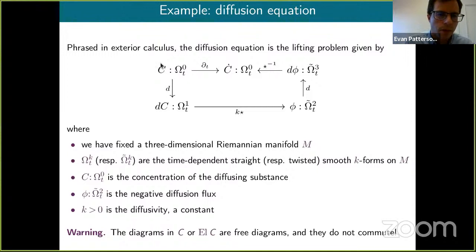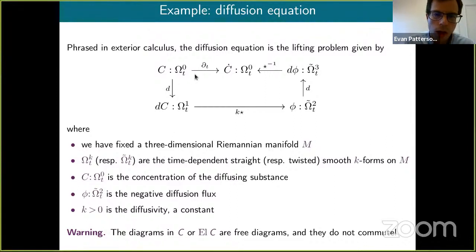And if you're not familiar with exterior calculus, some of this might just seem like a bunch of weird symbols. But the point is that this is a diagrammatic way to present the diffusion equation in the exterior calculus. So on the one hand, this C is supposed to be the concentration of the diffusing substance. It's a zero form, or just a function on some manifold M, which we've fixed. Here we're assuming a three-dimensional setup.